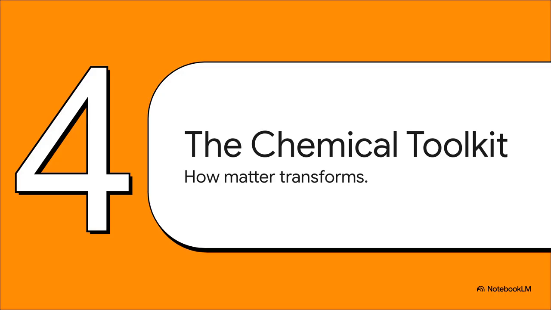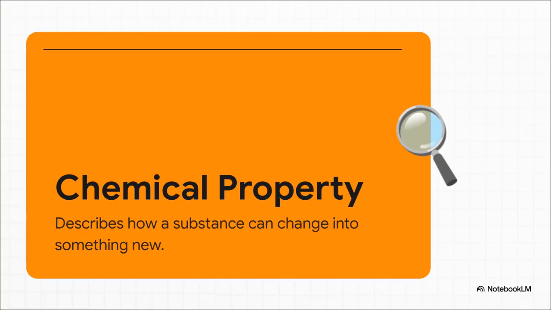Okay, now we're getting to the really dramatic part of our toolkit. So far, everything we've done has just been about observing matter as it is. But now we're going to look at the properties that describe how matter can completely transform into something new. And this is the absolute key difference. A chemical property isn't about what a substance is right now. It's about what it could become. It describes its potential to go through a change that creates a totally brand new substance.